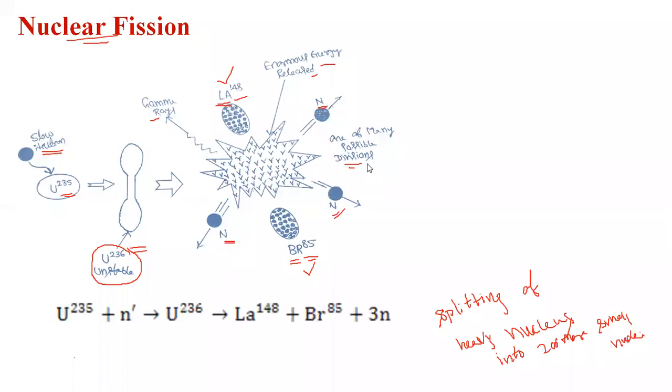That is, to uranium-235 we add one small neutron, we get unstable uranium-236, and the heavy nucleus splits into two or more small nuclei. One small nucleus is lanthanum, another is bromine, plus it releases three small neutrons.